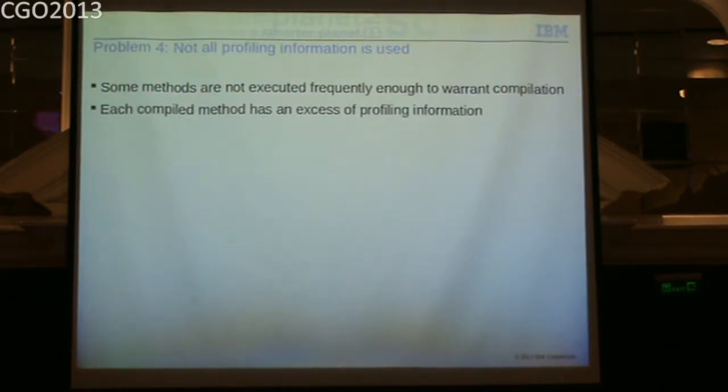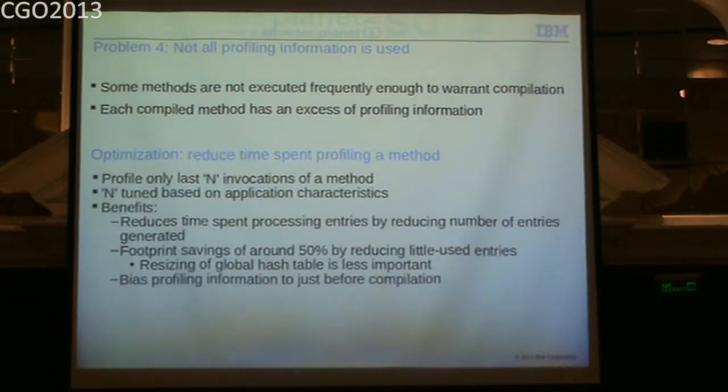The next problem that we sought to address is that not all profiling information is used. So some methods are interpreted but never get compiled. So we basically wasted time profiling these methods. And secondly, after a certain point, we've done enough profiling, but we've continued profiling methods, and basically had a glut of profiling information. So our solution was to only profile the last n invocations of the method.